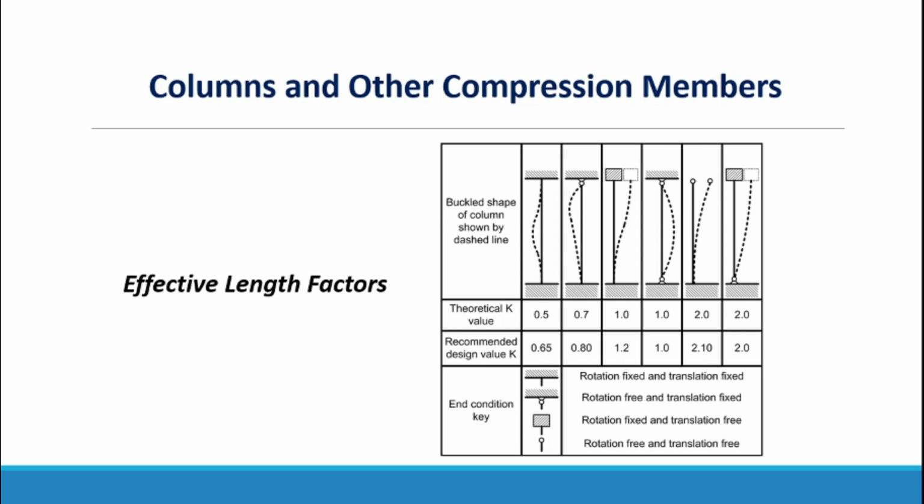The fifth diagram, we have rotation free and translation free at the top, and at the bottom of the support, it is rotation fixed and translation fixed. And the theoretical K value is equal to 2.0. Recommended design value K is 2.1. And the last diagram, we have rotation fixed and translation free at the top, and at the bottom of the support, rotation free and translation fixed. And the theoretical K value is 2, and the recommended design value K is also 2.